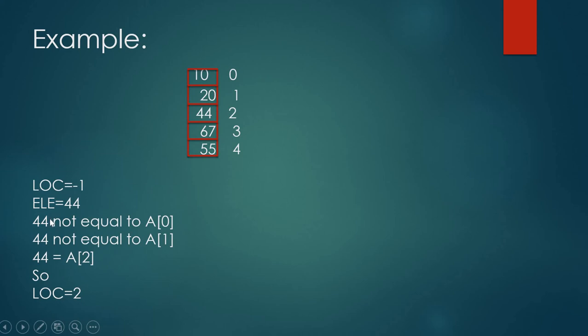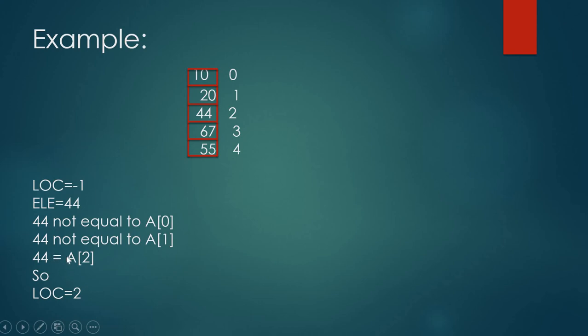For that, first we search for this 44 with the 10, that is A of 0. The for loop runs from 0 to n-1. So first 44 is checked with 10. Is 44 equal to 10 or not? Here 44 is not equal to 10. Next, 44 is checked with the next element, 20. 44 is not equal to 20. So next it will compare with A of 2. Here 44 is equal to A of 2, so the location of 44 is 2.